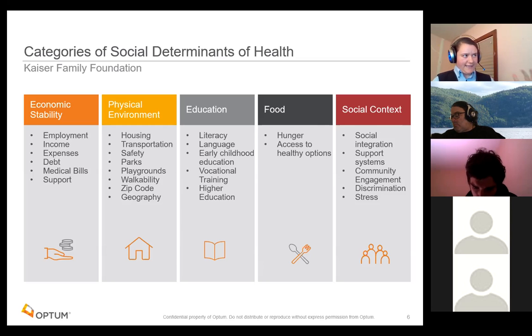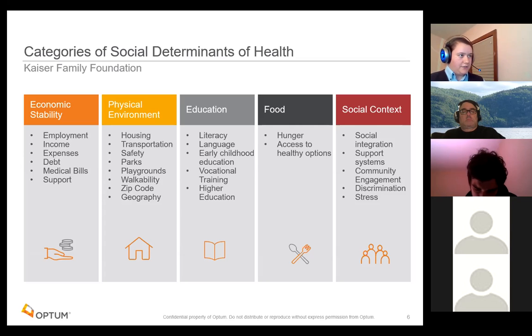I think the biggest aspect of physical environment would be zip code, and a lot of models and data analysis use zip code to identify a number of variables. Do you live in a rural zip code? Do you live in an urban zip code, a suburban zip code? What is the median income of your zip code? So that variable is used quite a bit in a number of SDOH models.